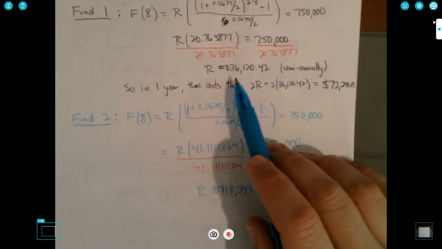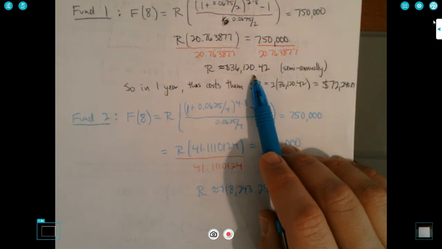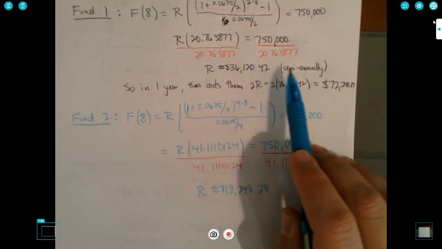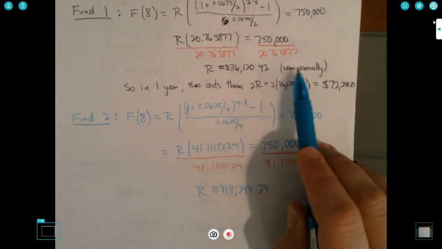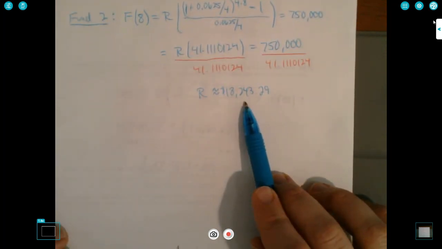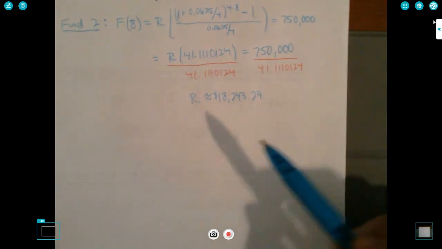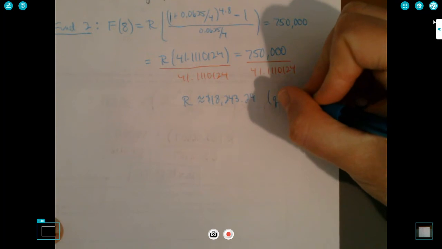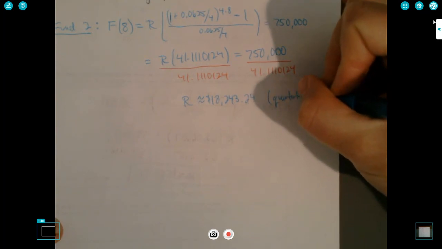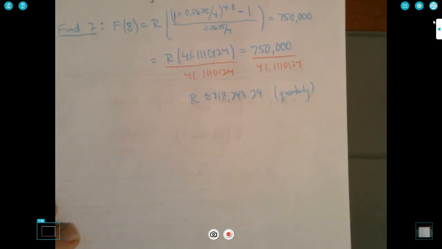That seems like a lot less than that, right? But keep in mind, this one they only have to pay semi-annually, so only twice per year. This one they have to pay quarterly, so 4 times per year. So they have to pay this amount quarterly. So how much is it going to cost in 1 year?